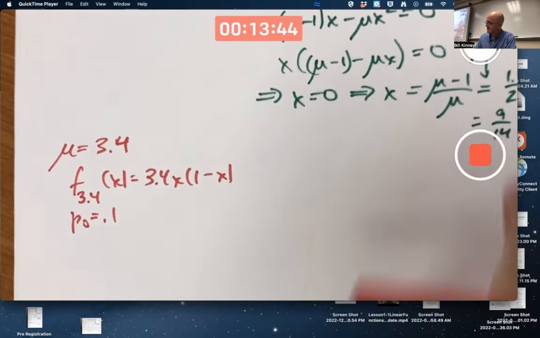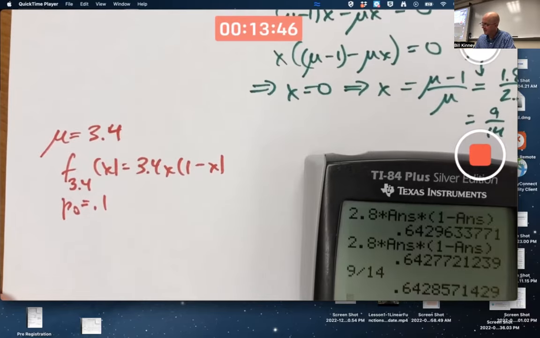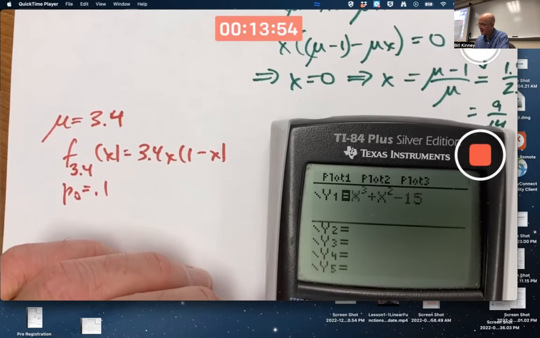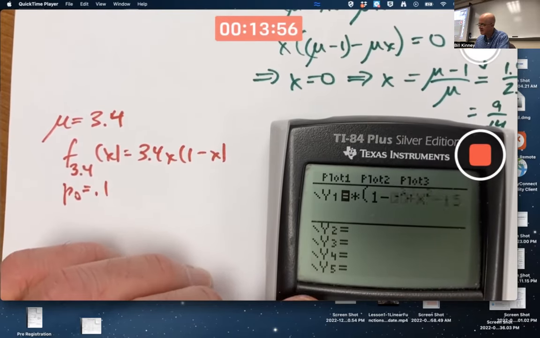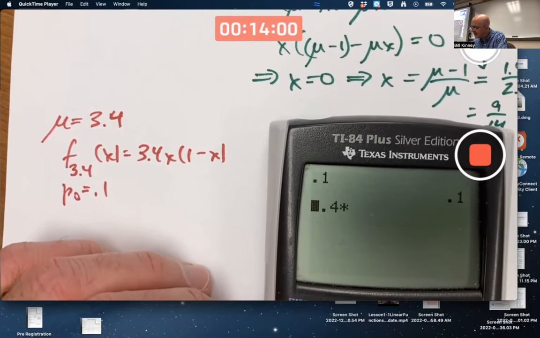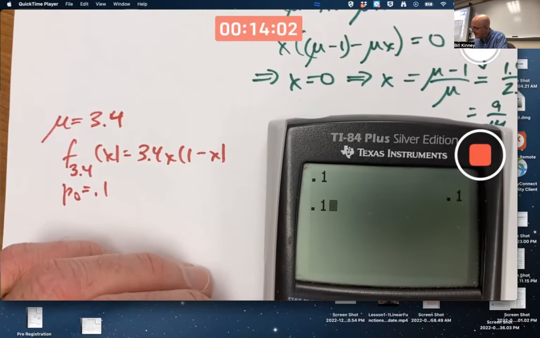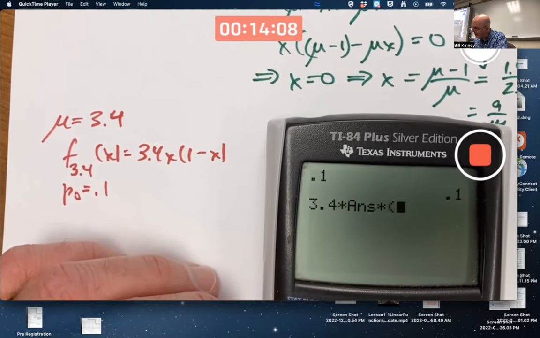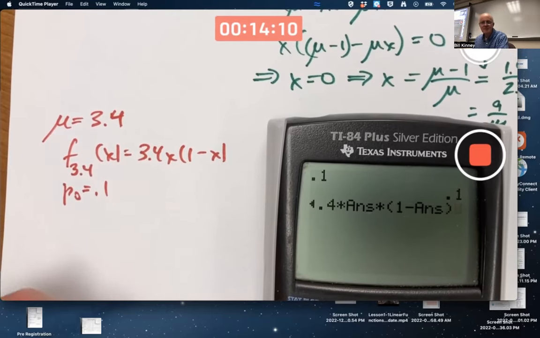Well, what about this case? Let's try it together. So hit a 0.1 again. Now type 3.4 times the previous answer times 1 minus the previous answer. Whoops, I don't know how I got to that screen. Okay, do that again. 3.4 times previous answer times 1 minus the previous answer. 3.4 now, not 2.8.